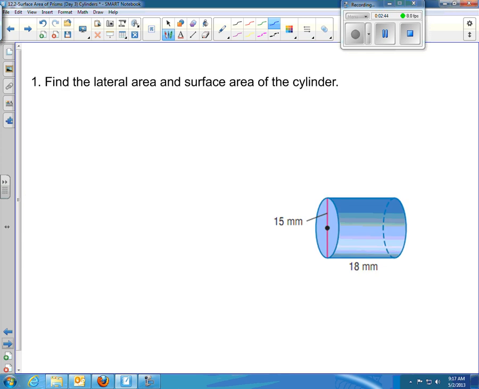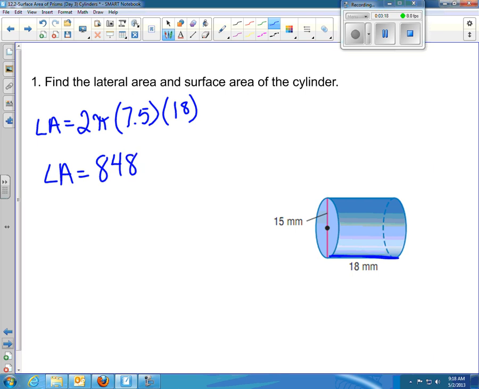Let's go ahead and do this first one together. It says find the lateral area and surface area of the cylinder. Our lateral area is the first thing we're going to find. So we're going to take 2 times pi times our radius. Our diameter is 15, so that's going to make a radius of 7.5, times our height. Even though it's the one that it's laying on, it's not included in the base, so our height is 18. Go ahead, take a moment, type that into the calculator, and round to 1 decimal place. And our lateral area is 848.2 millimeters squared. Remember, the area formula says that we have to square our label.